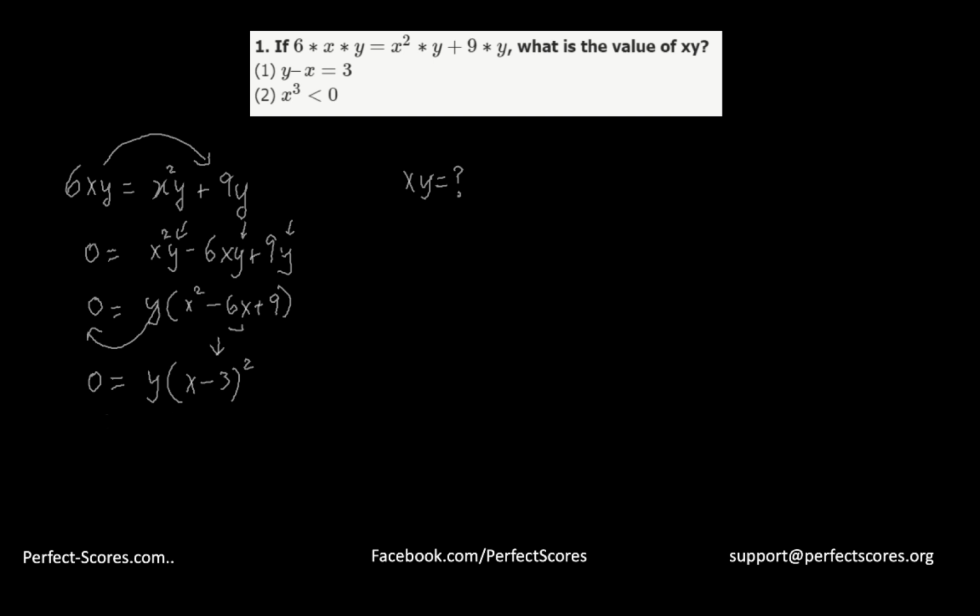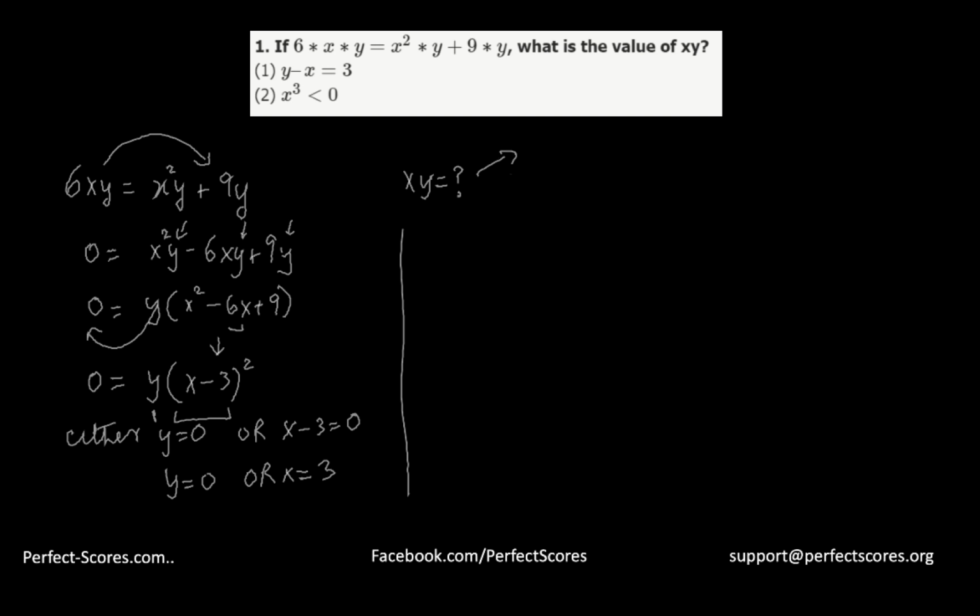Now what do we get from here? The stem is that either y is 0 or x minus 3 is 0, right? The only way this product can be 0 is if either this is 0 or this whole thing is 0. So that means either y is 0 or x is 3. What are the two possibilities for the value of xy? Either xy is 0, in the case when y is 0, or xy is equal to 3y. So if I get the value of y, I'm pretty much golden here, right?